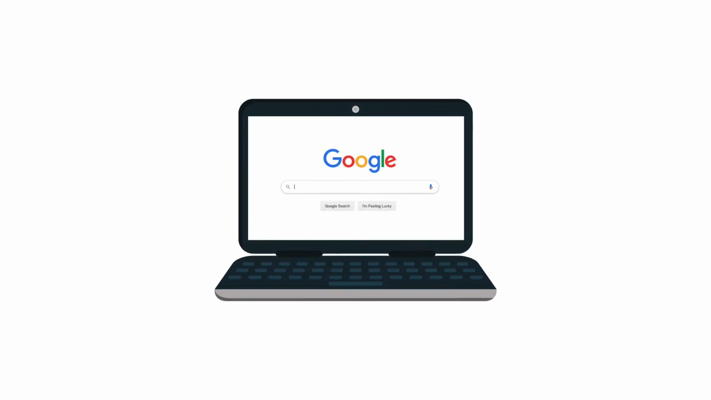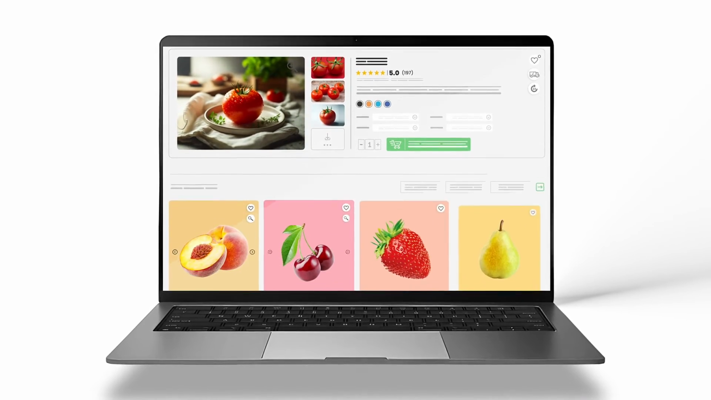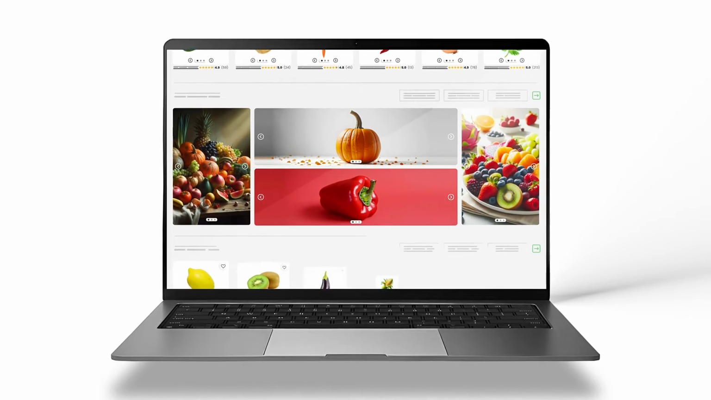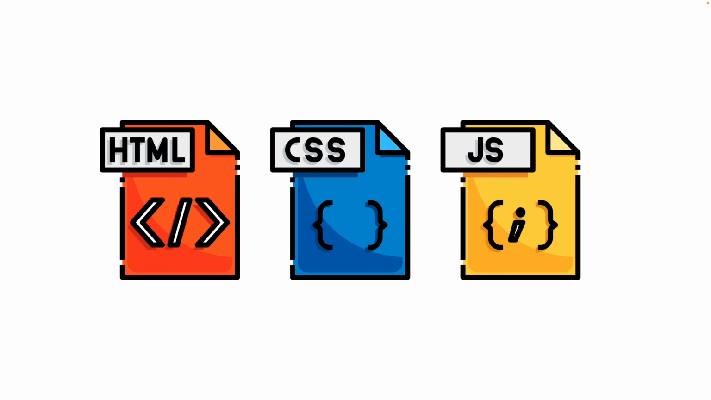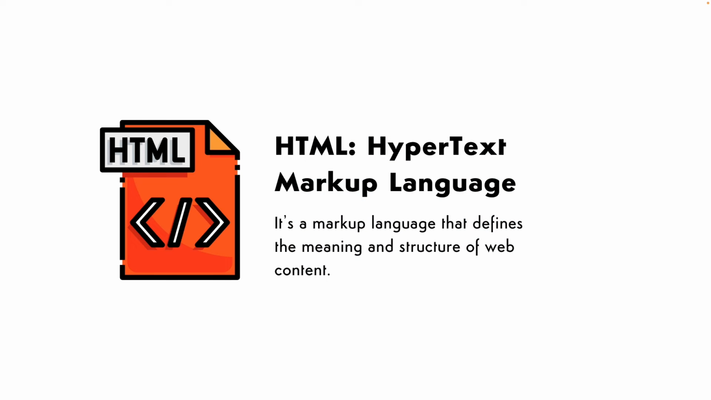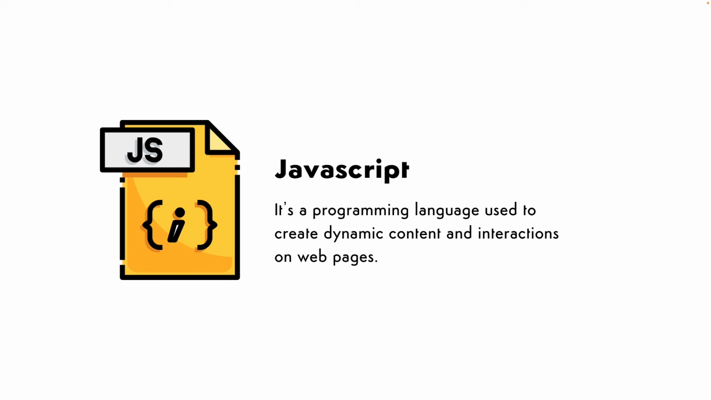Now you might be wondering, how do we build these websites that we use and interact with every day? The three main languages used to build a website are HTML, CSS, and JavaScript. HTML, which stands for Hypertext Markup Language, defines the meaning and structure of web content. Cascading Style Sheets, or CSS, is a style sheet language used to describe the presentation of web pages. And JavaScript is the programming language used to create dynamic content and interactions on web pages.